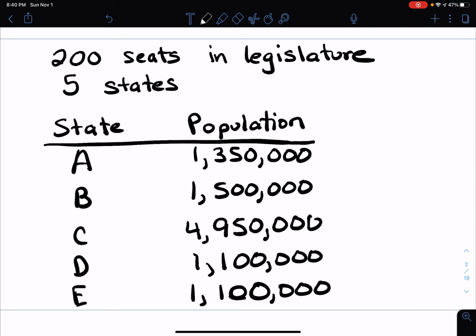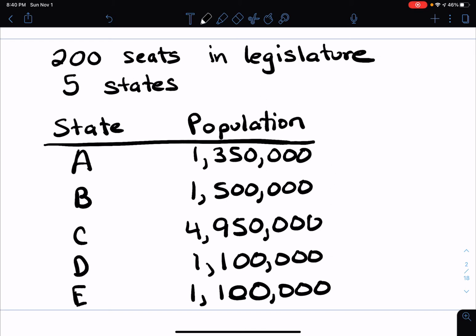Okay, so just by looking at those populations, you could probably quickly pick out which state should get the most seats compared to the others. State C, if you don't see it already, has way more people in it than the other 4 states. States D and E should get the same number of seats since they have the same size population.